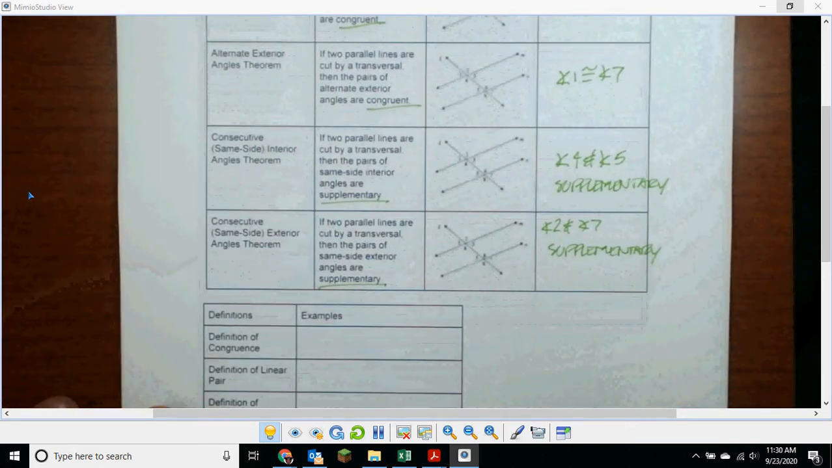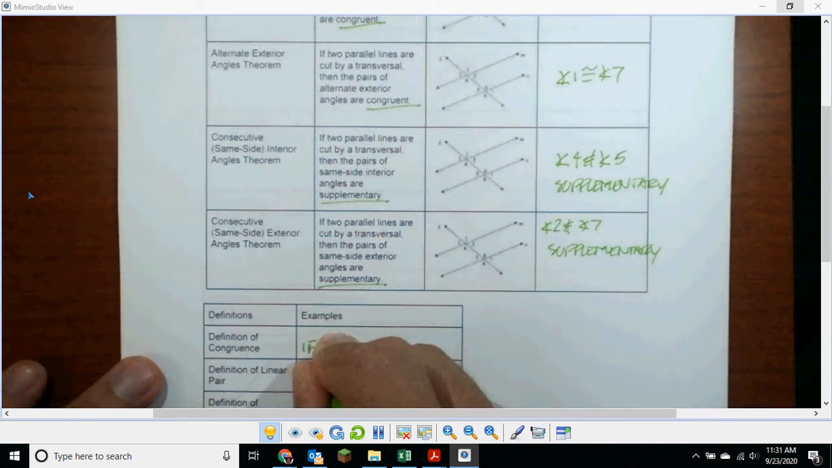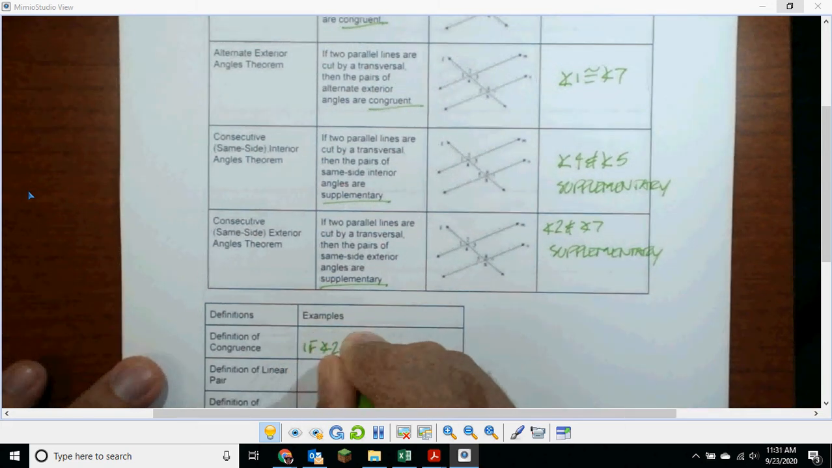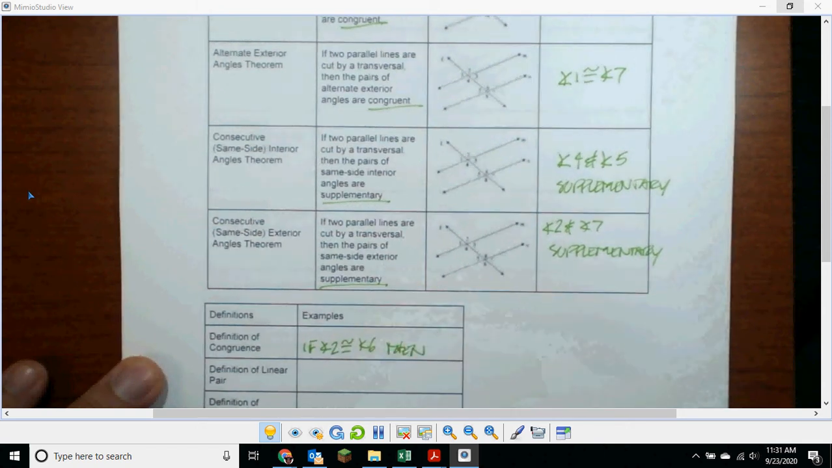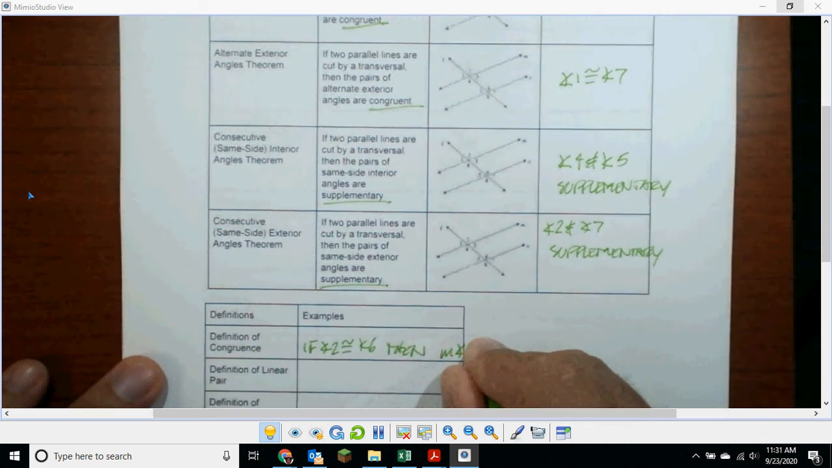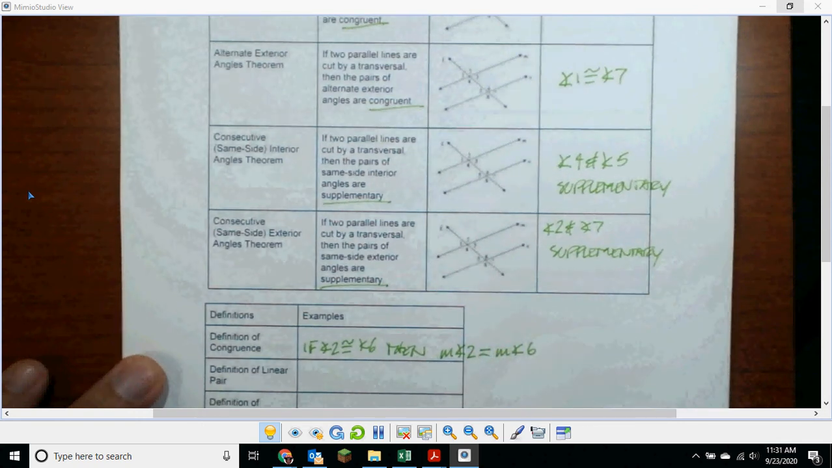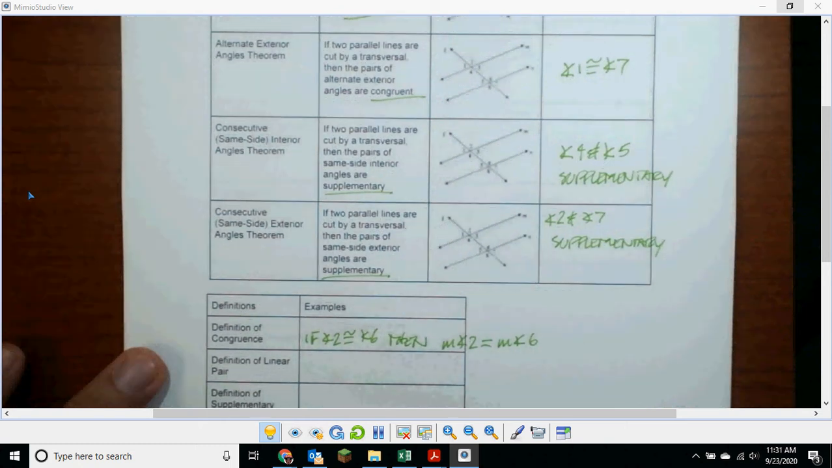If I have the definition of congruence, that means that, say, if angle 2 is congruent to angle 6, then because I know the definition of congruence means that things that are congruent have equal measures, I could say measure of angle 2 is equal to measure of angle 6. That's an example of how I would apply the definition of congruence.